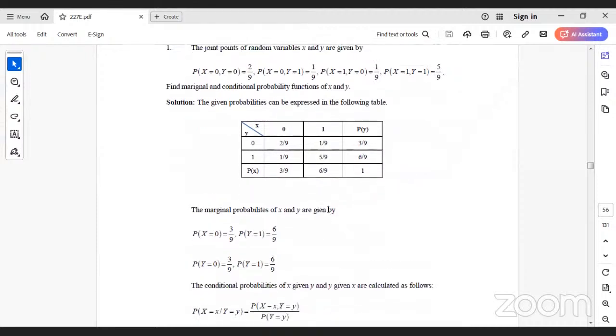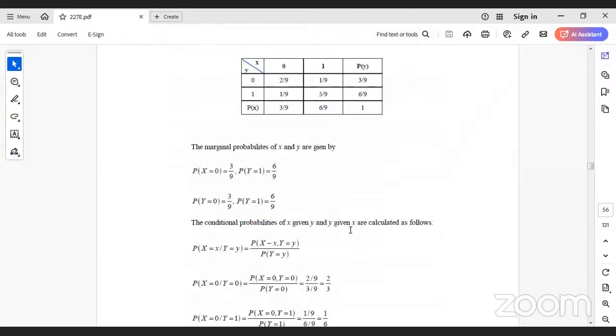The marginal probability is here. See here, all of you, this is very crucial. For x equal to 0, the sum is 2 plus 1, which is 3 by 9. For x equal to 1, it is 1 plus 5, which is 6 by 9. For y equal to 0, it is 2 plus 1, 3 by 9, and for y equal to 1, it is 1 plus 5, 6 by 9. The row and column totals should be equal, and then the total should be 1. So the values should be the same. Both values are the same here.